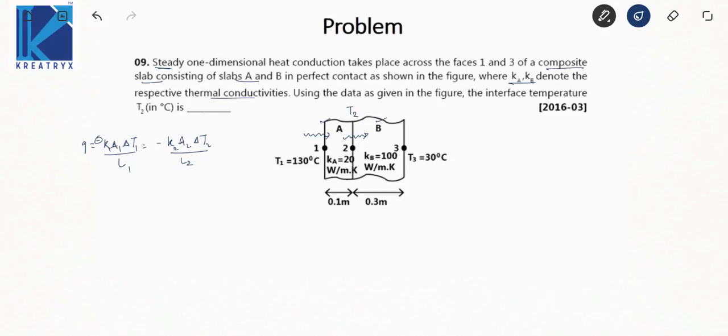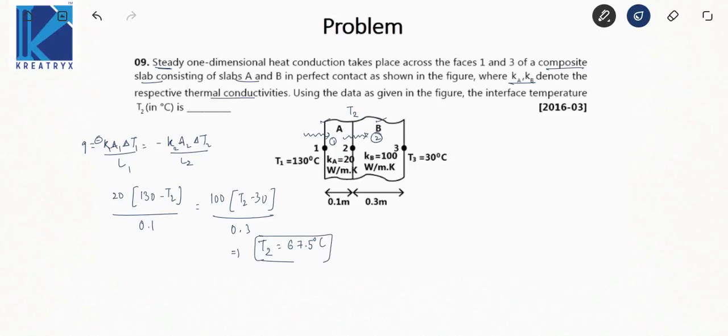So let A be 1 and B be 2. K1 is 20, area is the same, delta T is 130 minus T2 upon L1, which is 0.1 meter. K2 is 100. A1 and A2 get cancelled out. T2 minus 30 upon L2, which is 0.3 meters. By solving this, we get T2 is equal to 67.5 degrees Celsius. Pretty simple question. We have done this question earlier also.